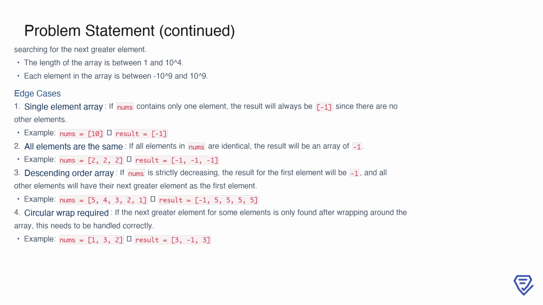Another key scenario involves wrapping around the array, as in [1, 3, 2]. Here, the next greater element for 1 is 3, but for 3, no greater number exists, so the result is -1. Finally, for the last element 2, wrapping around discovers 3 as the next greater number. Handling these edge cases correctly is essential for solving the problem efficiently.